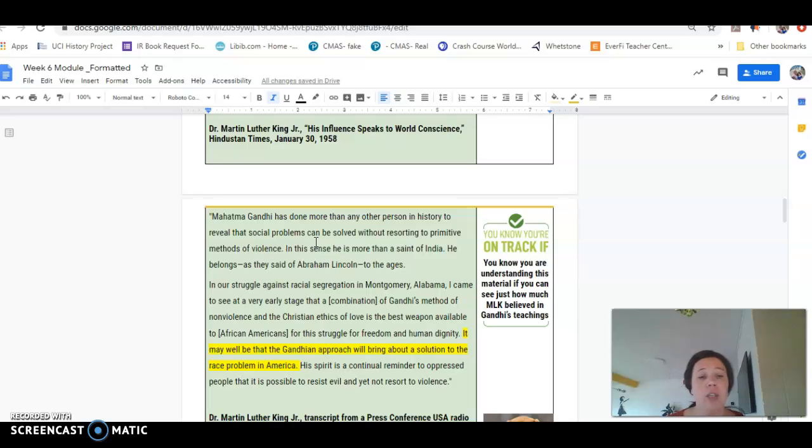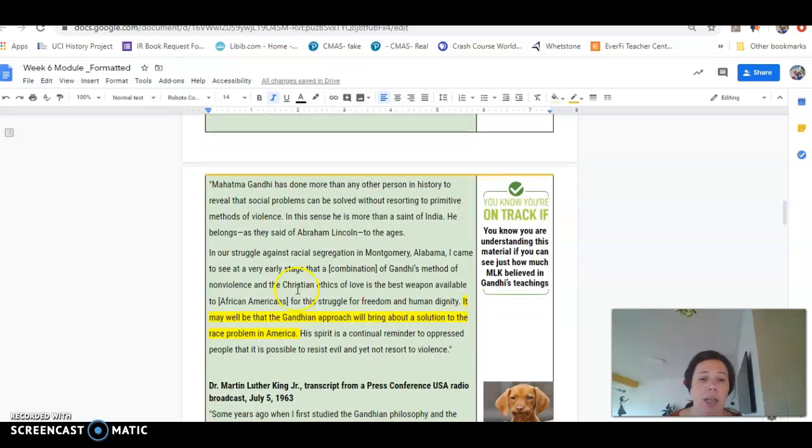In our struggle against racial segregation in Montgomery, Alabama, I came to see at a very early stage that a combination of Gandhi's methods of nonviolence and the Christian ethics of love is the best weapon available to African Americans for this struggle for freedom and human dignity. It may be well that the Gandhian approach will bring about a solution to the race problem in America. His spirit is a continual reminder to oppressed people that it is possible to resist evil and yet not resort to violence.